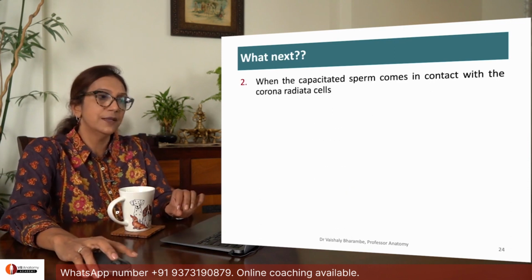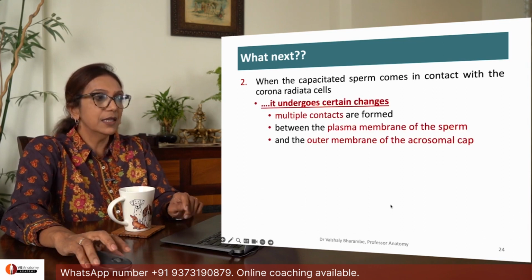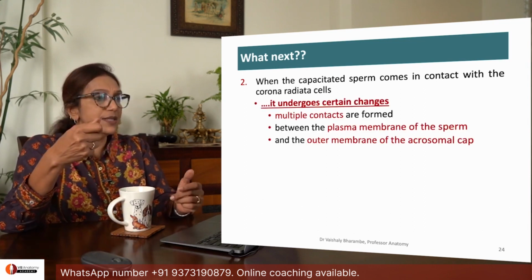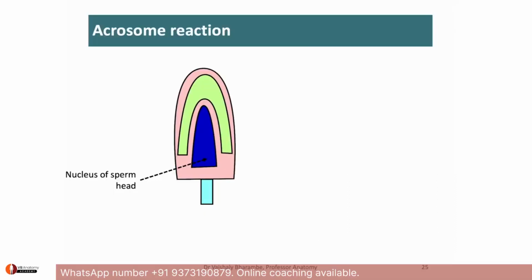Now what happens? When it comes in contact with corona radiata cells, the sperm surface undergoes some changes. I'm not going to read them. I'll show you the changes. This is the sperm head. This is the nucleus of the sperm head. This is the plasma membrane of the head of the sperm, and this is the outer layer of the acrosomal cap. See the fluorescent green is your acrosomal cap. You remember what are the contents of the acrosomal cap? HAAPEN, right?